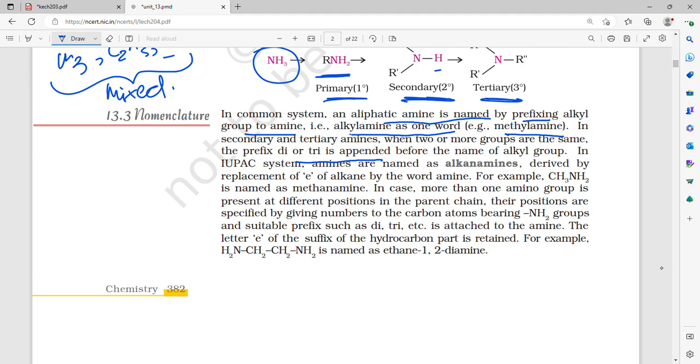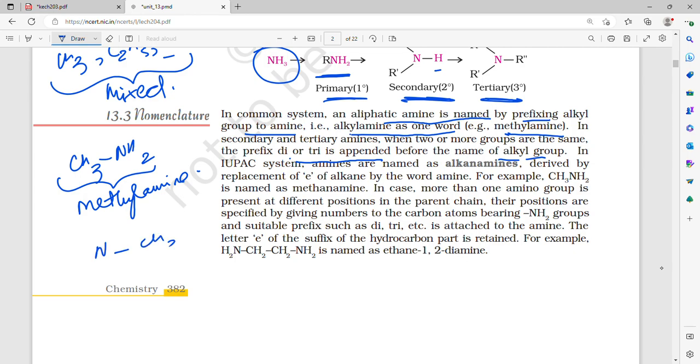In the common system, an aliphatic amine is named by prefixing the alkyl group to amine, so alkylamine as one word. Example, if I write CH3NH2, then I can simply write this as methylamine. In secondary and tertiary amines, when two or more groups are the same, the prefix di or tri is appended before the name of the alkyl group. So if I write NH with CH3, CH3, then I can write dimethylamine.